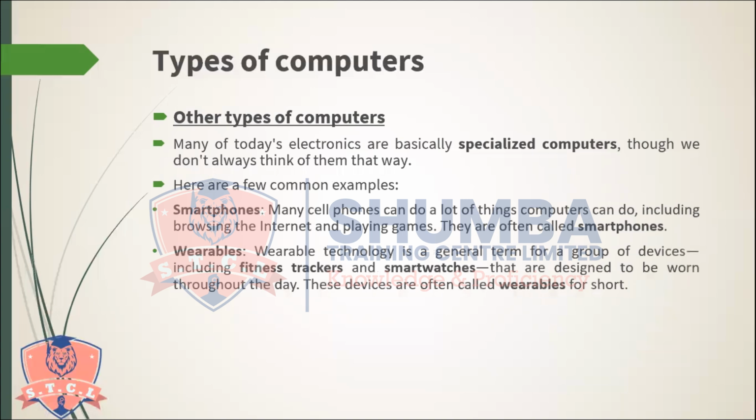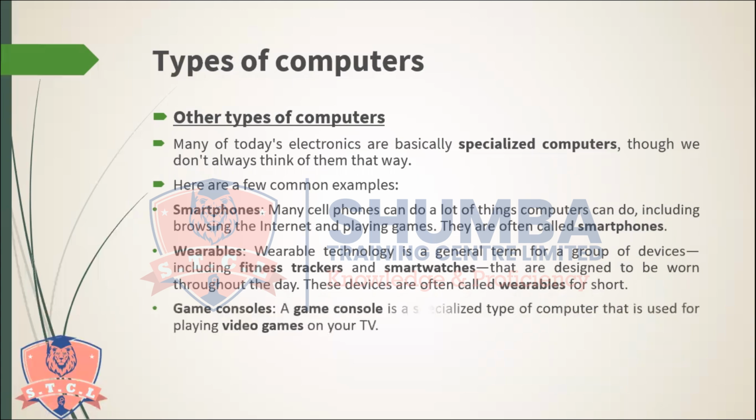Apart from smartphones, we also have wearables. Wearable technology is a general term for a group of devices, including fitness trackers and wristwatches or smartwatches that are designed to be worn throughout the day. So if you have a smartwatch that you can put on your wrist and move around with it, that is an example of a wearable. These devices are often called wearables for short.